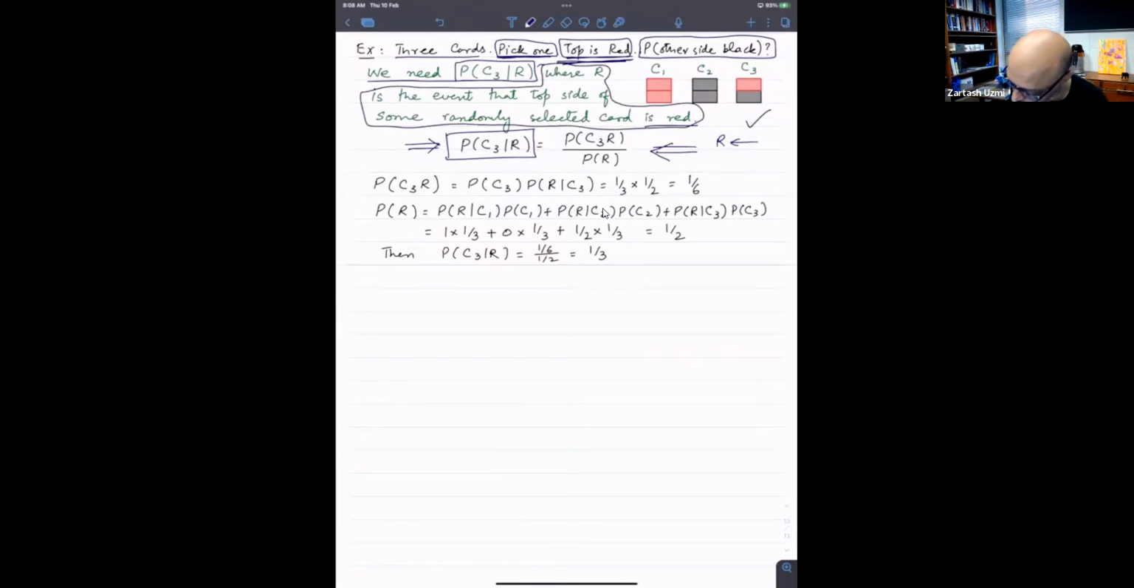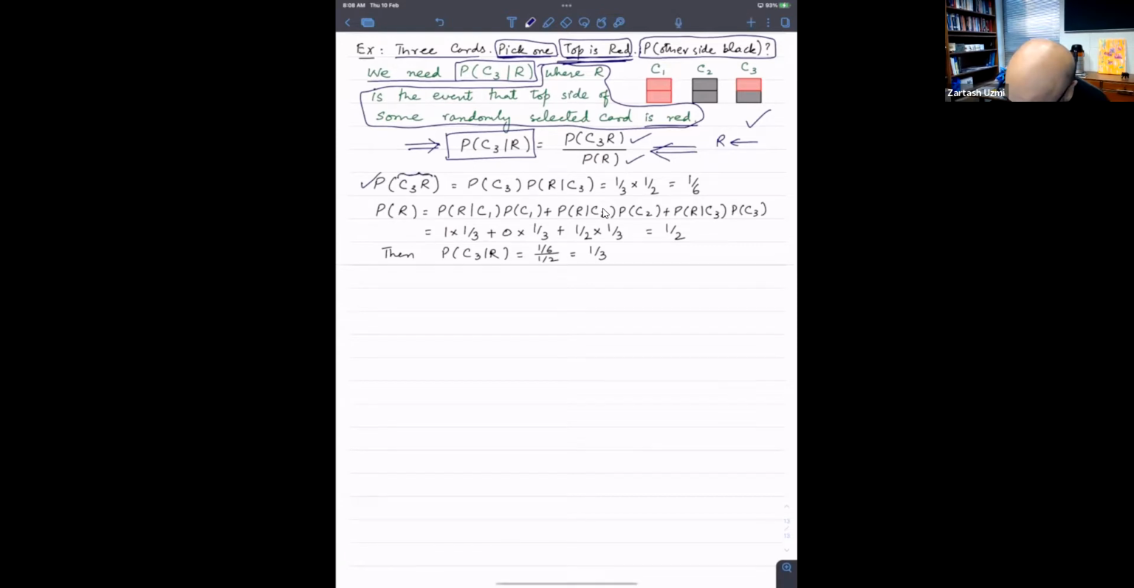Okay. So now we can find this numerator and denominator separately. So probability of C3 and R, again applying the conditional probability formula, is now think about it: what is this event saying?